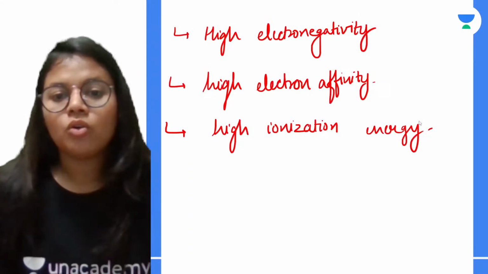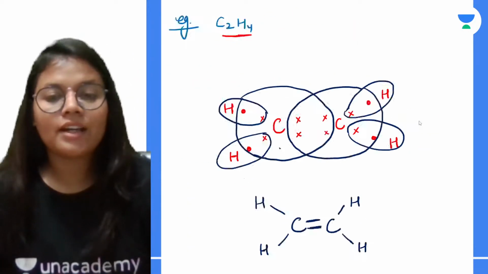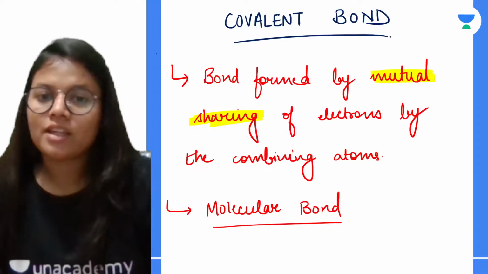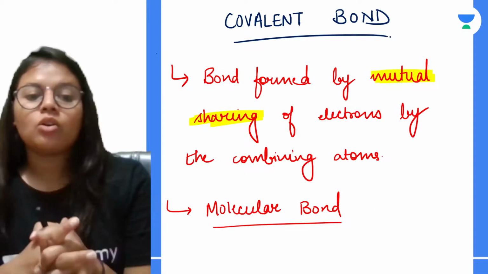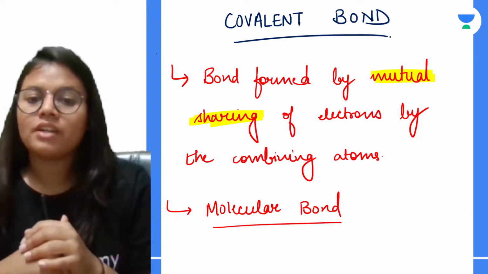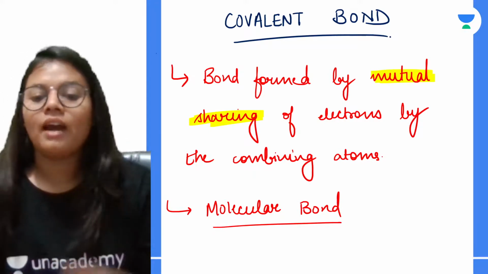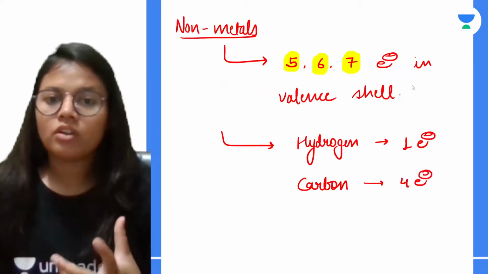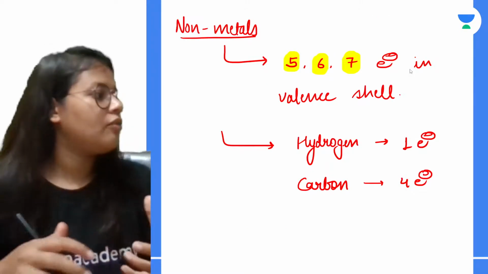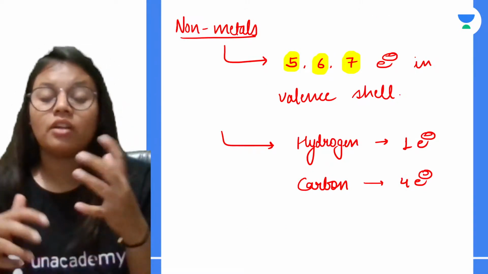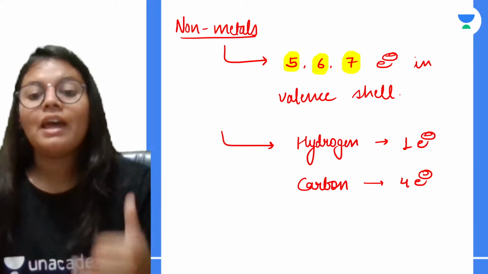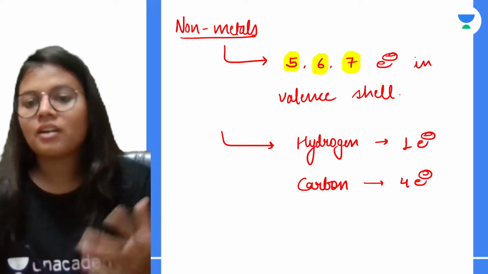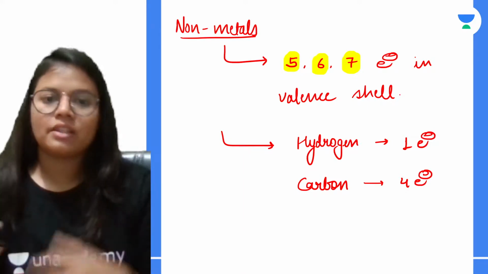Okay, so let's quickly revise the things that we have studied in today's class. We began with the study of covalent bond. What is a covalent bond? It is formed by mutual sharing of electrons by the atoms. It is also known as molecular bond, and it is generally formed between the non-metals which are having 5, 6 and 7 electrons in their valence shell. Exceptions are of course there: carbon, hydrogen, aluminium, etc.